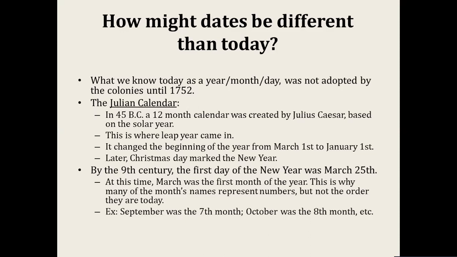By the 9th century, the first day of the new year was March 25th. So at this time, March was the first month of the year. This is why many of the months' names represent numbers, but not the order they are today. For example, September is the 7th month, October 8, November 9, and so forth. But that was when March was considered the first month.